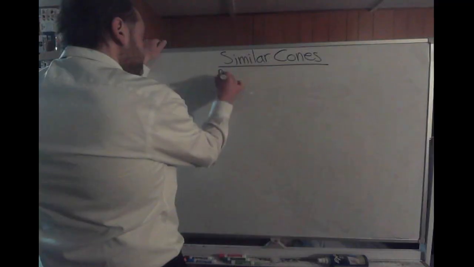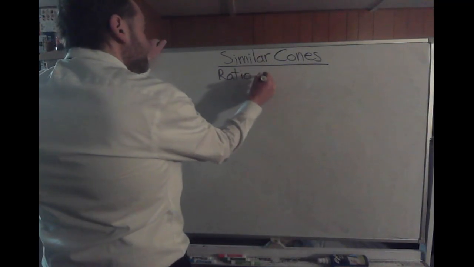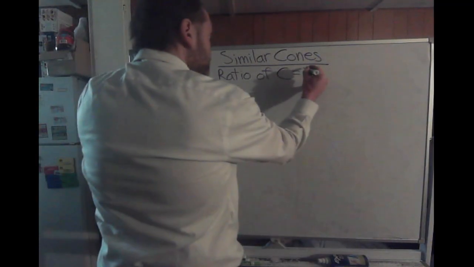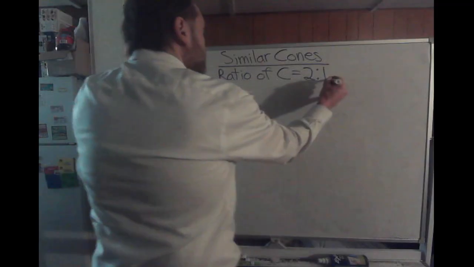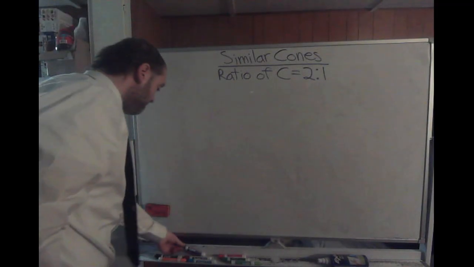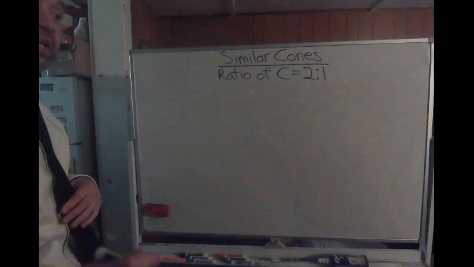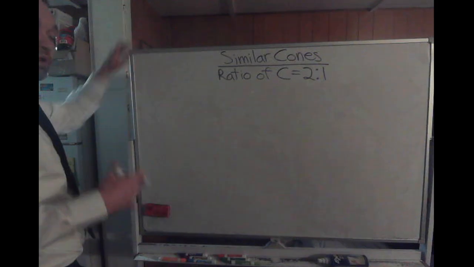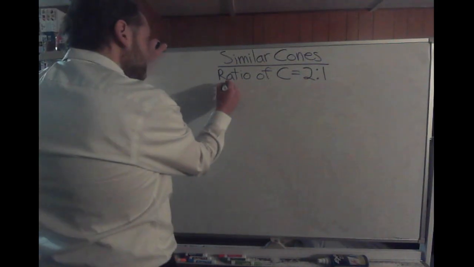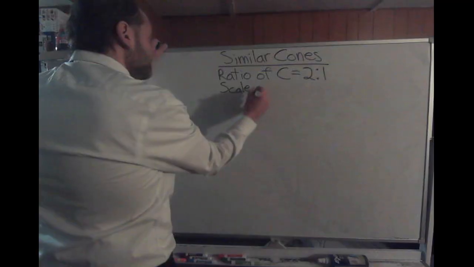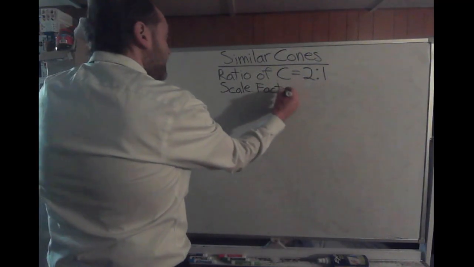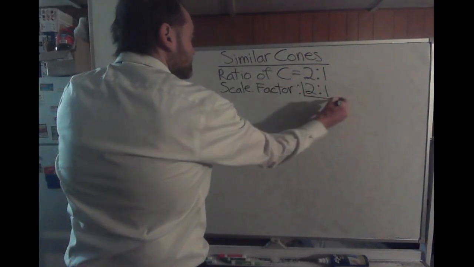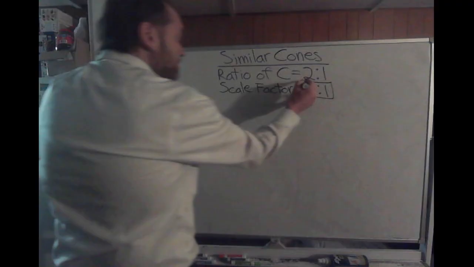This time they give you, to start with, the ratio of the base circumferences. You start with the ratio of the base circumferences, which would be 2 to 1. You still have to find everything else. The first thing you always want to find is your scale factor. Well, if you have the ratio of the circumferences being 2 to 1, that's basically a perimeter. That would be the same as your scale factor. So the scale factor would also have to be 2 to 1 if that's the ratio of your circumferences. The scale factor itself would have to be 2 to 1.